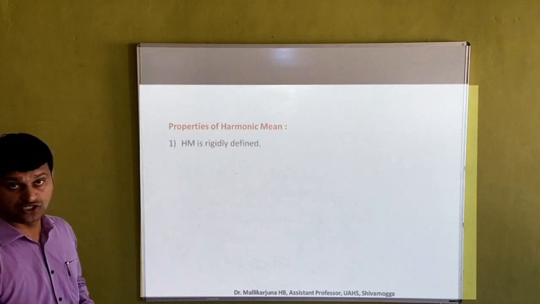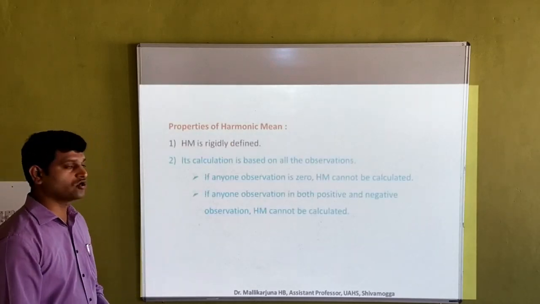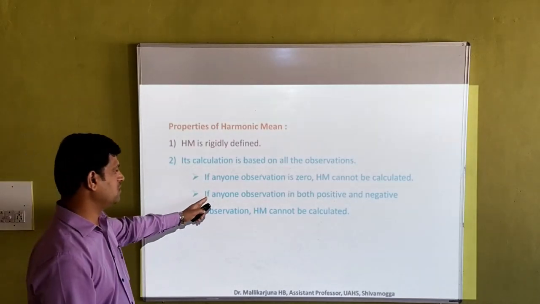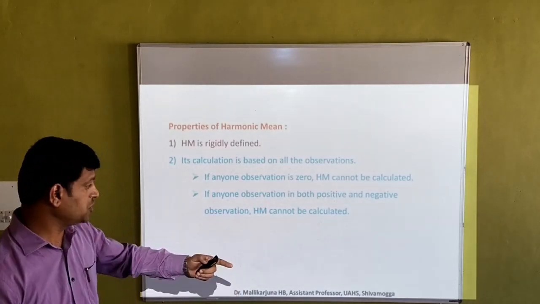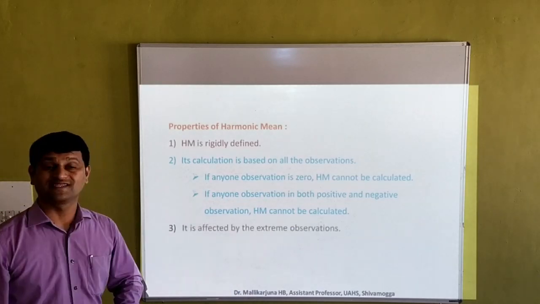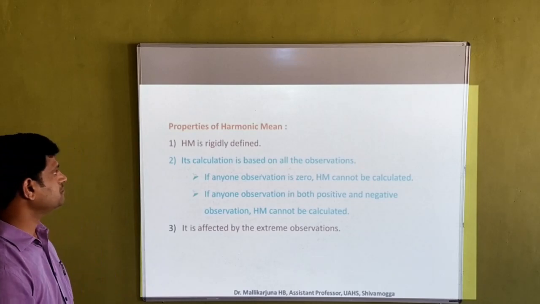Properties: HM is rigidly defined. Its calculation is based on all the observations. If any one observation is 0, HM cannot be calculated. If any observation is both positive and negative, HM cannot be calculated. It is affected by extreme observations.